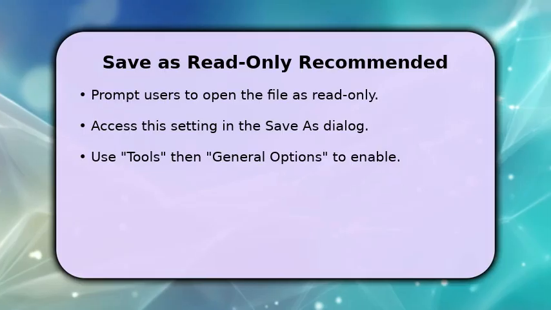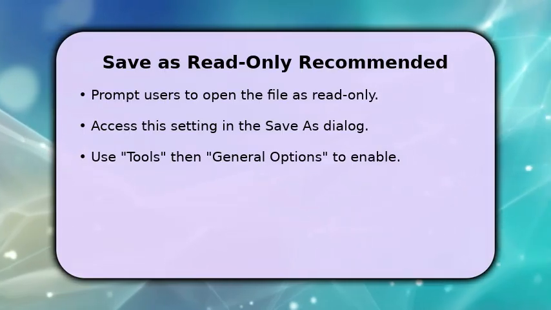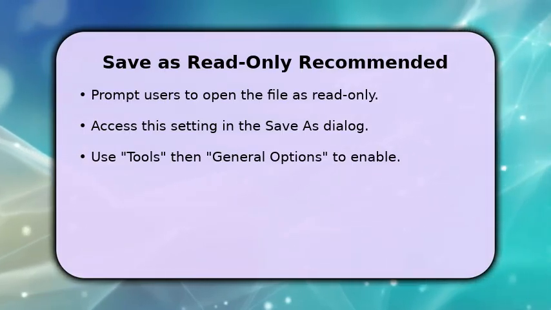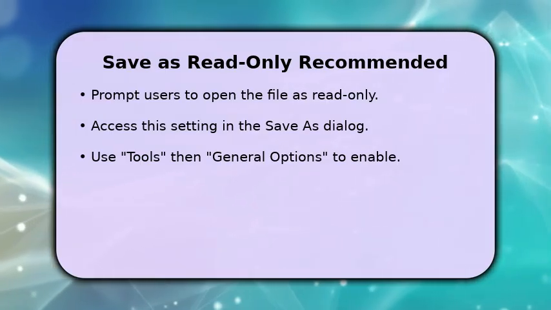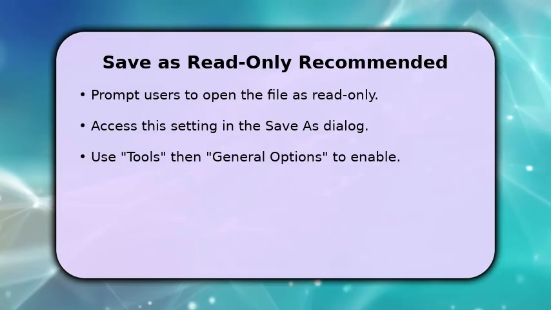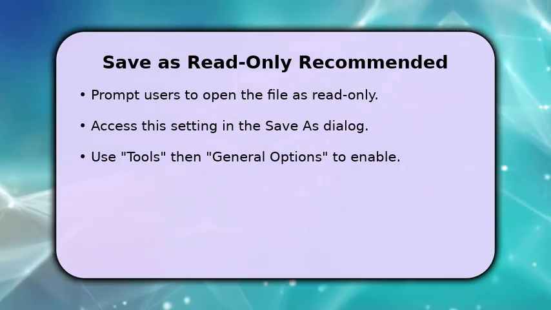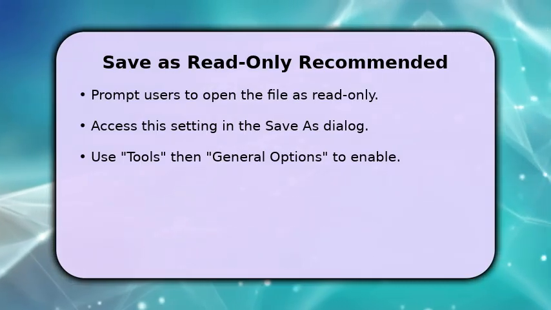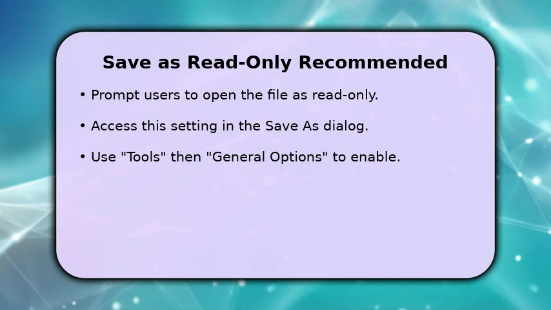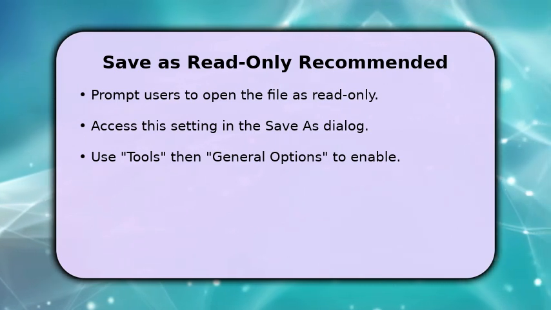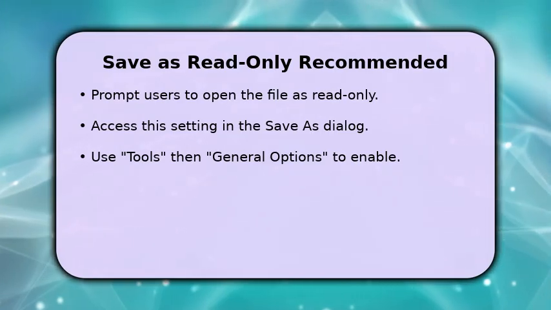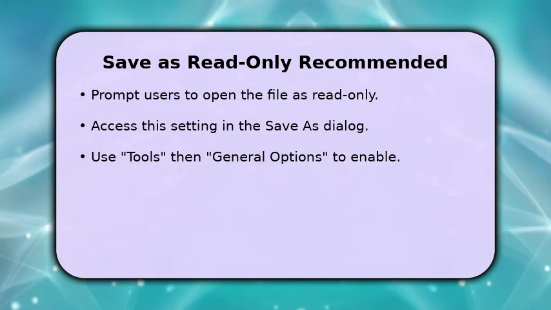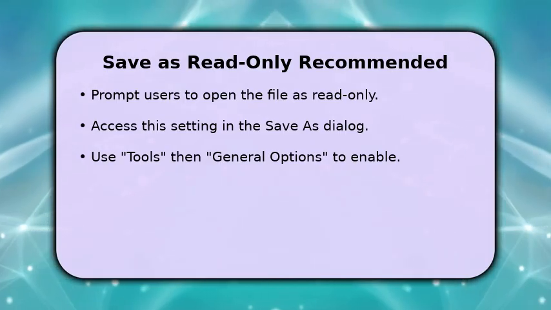Our third method involves saving your file as read-only recommended. This presents a prompt when the file is opened, suggesting it be viewed without editing. To enable this, go to File, then Save As, click Browse, and in the Save As dialog box, select Tools, then General Options. Check the Read-Only Recommended box. You can also add a password here to strictly require one for any modifications, making it truly view-only without the password.